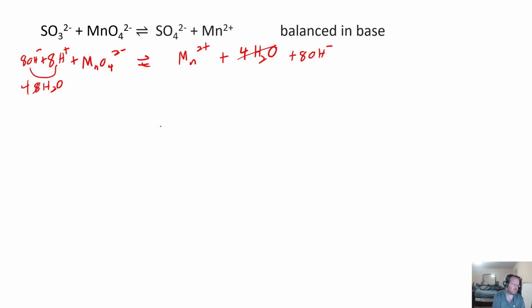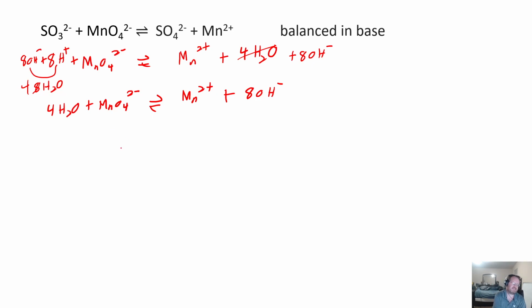Now, I'm going to rewrite this equation and then account for the electrons, because we haven't dealt with the electron exchange yet, only with the atoms. This is an equilibrium with Mn2+ and 8 OH-. If you check your atoms, these are balanced. I have 8 oxygens on both sides, 8 hydrogens on both sides, and 1 manganese. So I'm good with that.